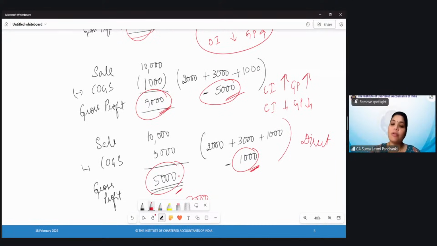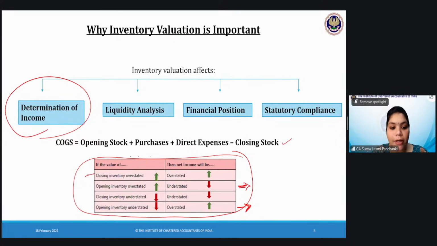One is increasing, the other also will increase. If one is decreasing, the other also will decrease. That is what is given here. If closing inventory is overstated, net income or profit also will be overstated. If closing inventory is understated, net income also will be understated. It is a direct relationship. That is what this table is trying to prove: how the determination of income changes because of inventory. If one is overstated, how the other is affected is what we are looking at in this example. I hope I'm clear.